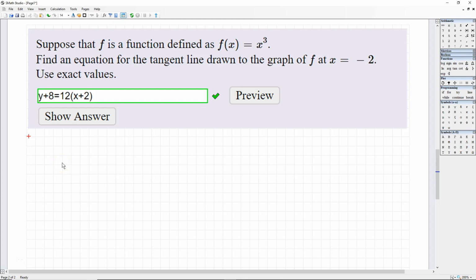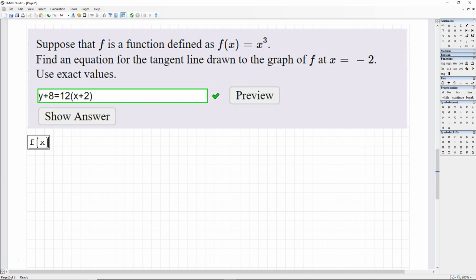Welcome all. In this one, let's answer this question. Suppose that f is a function defined as f of x equals x cubed. Find an equation for the tangent line drawn to the graph of f at x equals -2. Use exact values. So let's work this out as follows.